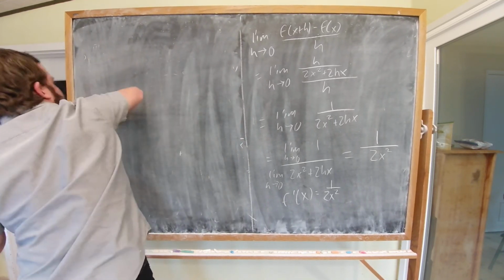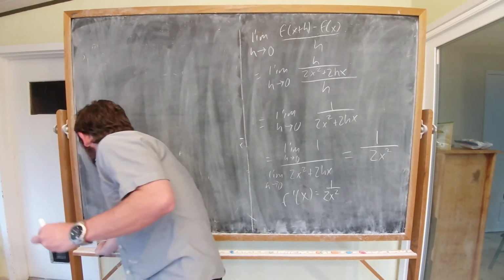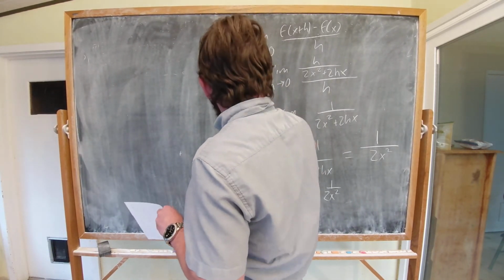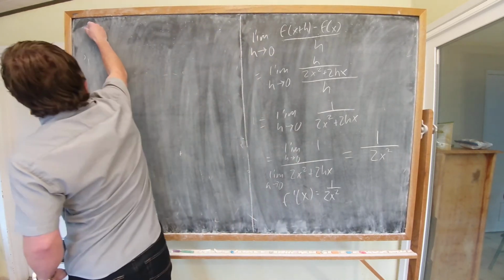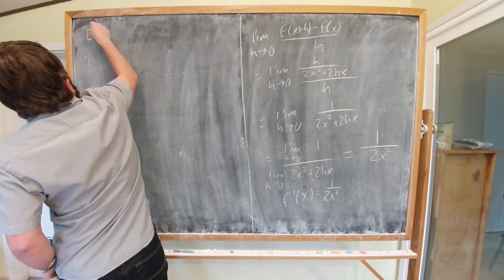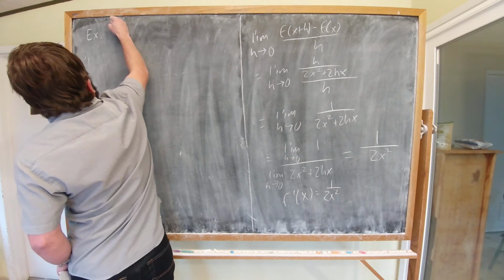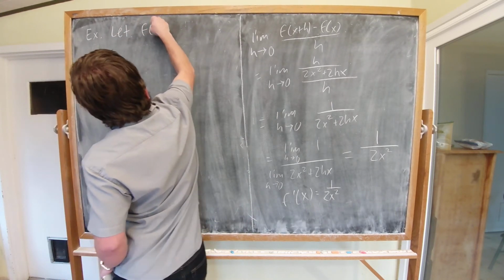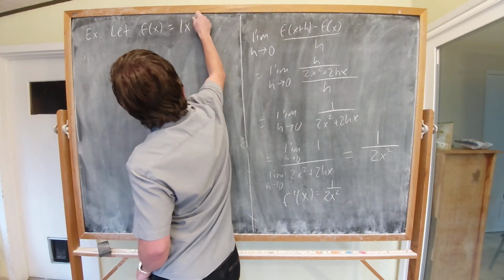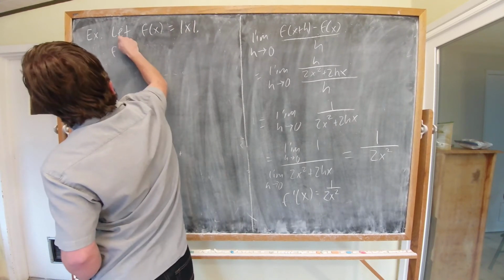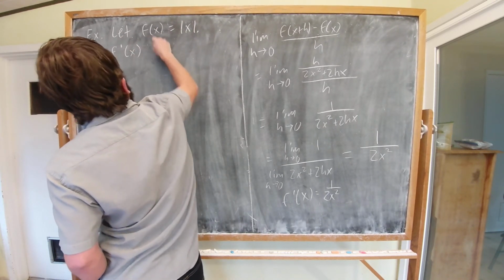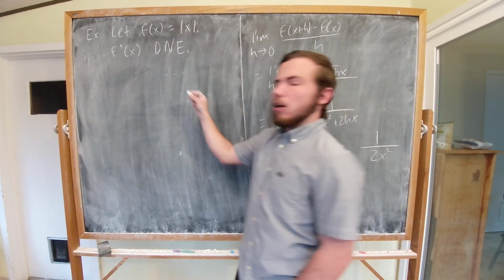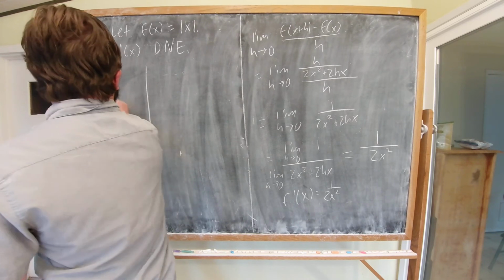Perhaps the most simple function where a derivative does not exist would be the absolute value of x. So let f of x equal the absolute value of x. F prime of x does not exist. Why? Well, let's graph the absolute value of x.